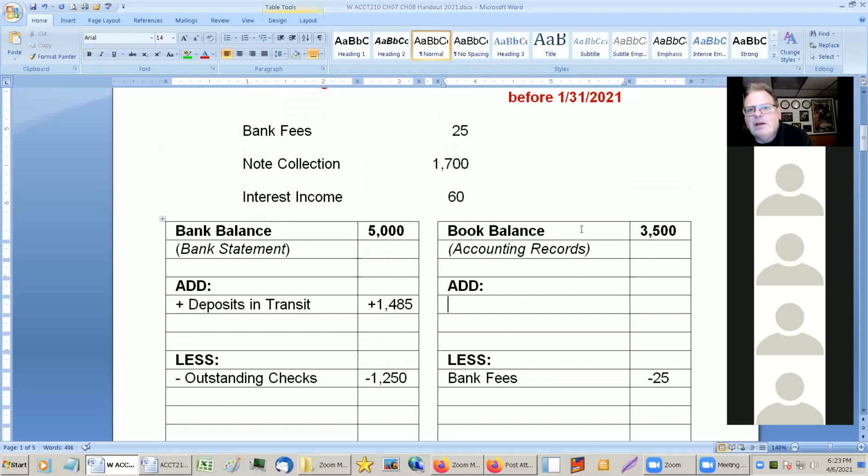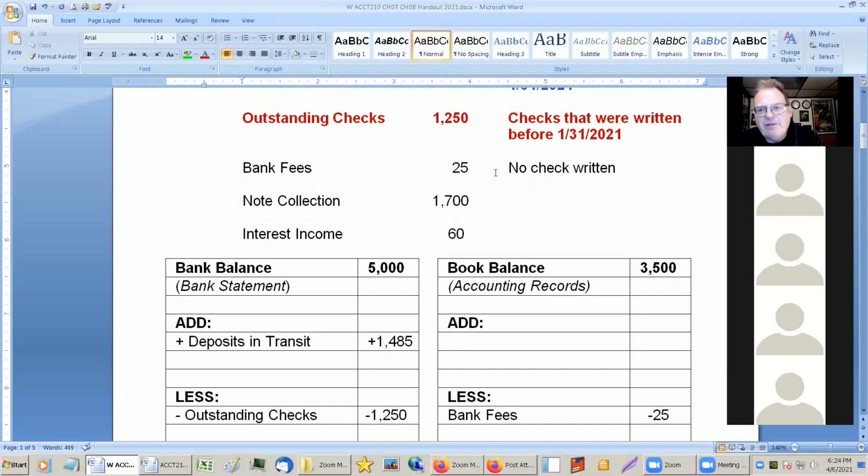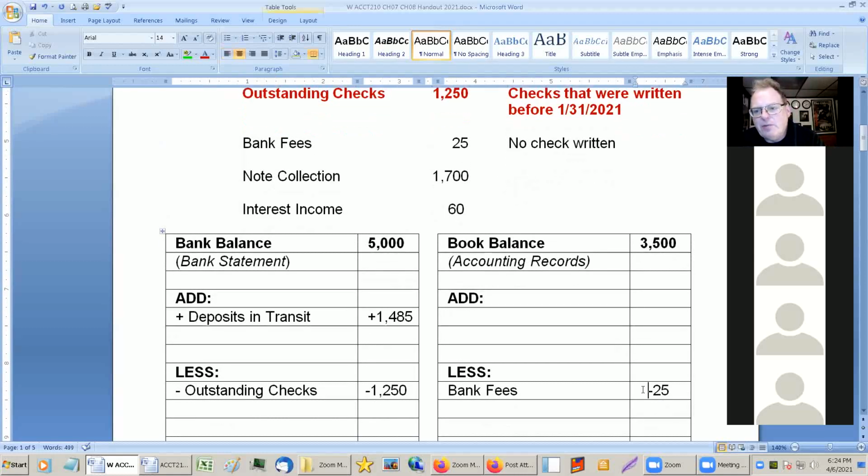Okay, so bank fees, again, there's no check written for those. They just take it out of your account. Don't even ask, they just do it. So they take out the bank fees. And so we have to put that in our book somehow because we want to get this adjusted to the correct amount. And right now we know there's $25 less in there because of the fees.